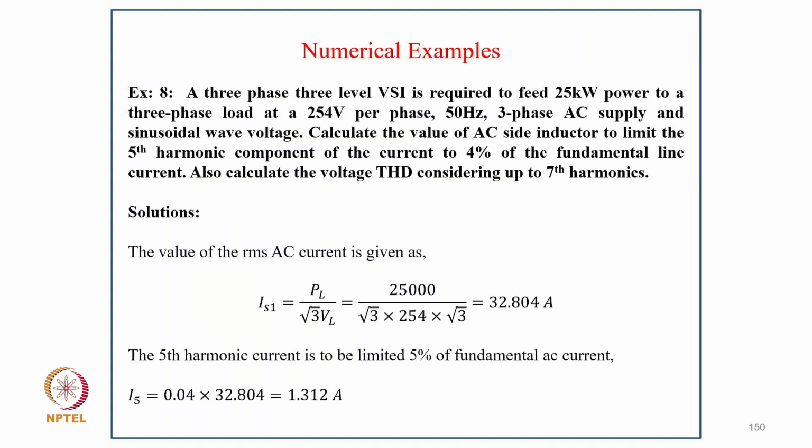Now coming to example 8: a 3-phase 3-level VSI is required to feed 25 kilowatt power to a 3-phase load at 250 volt per phase, from a 50 Hz 3-phase AC supply, with a center-tapped wave voltage. Calculate the value of the AC side inductor to limit the fifth harmonic current to 4% of the fundamental line current. Also calculate the voltage THD considering up to the 7th harmonic.